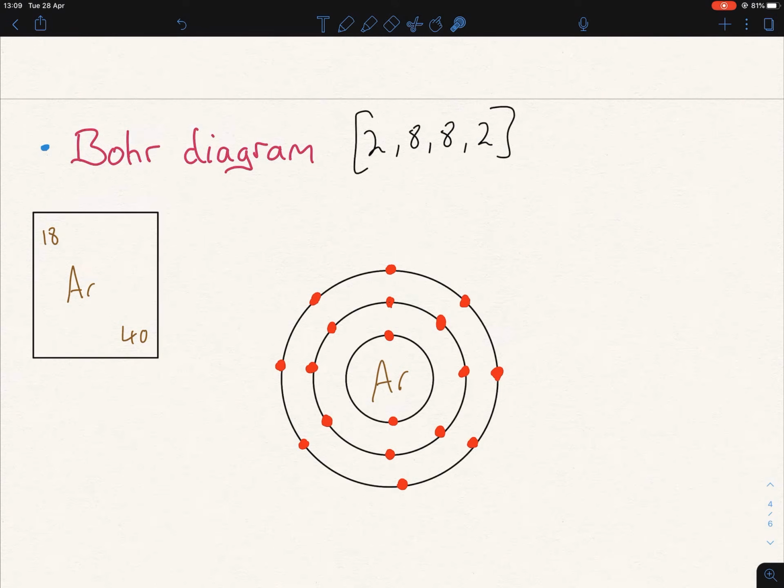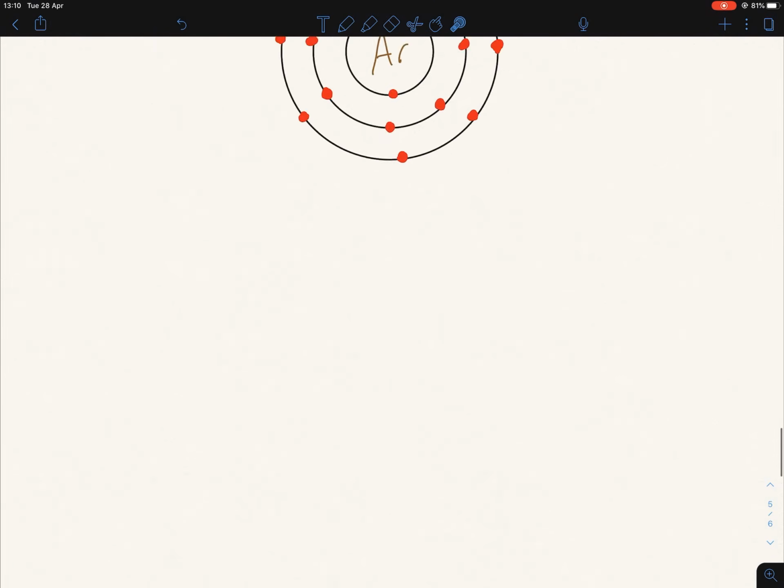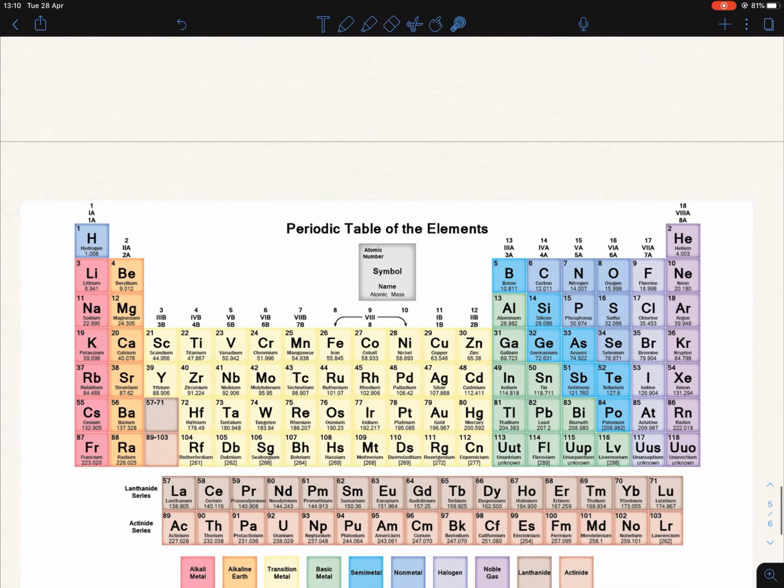I stick to my electron configuration rule. That means I can only have a max of 2 electrons in the first one, a max of 8 electrons in the second one, and a max of 8 electrons in the third orbit. Okay, and yeah, I'm done then. That's my Bohr diagram done. And you should be able to do this for any of the first 20 elements.